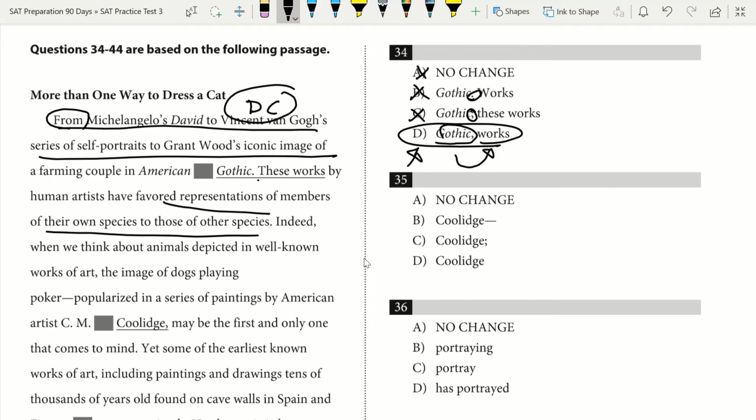Right? Also it's modifying "works," so we want to have that next to what it's modifying, and we don't need these here because it's modifying "works." We use that comma and then allow it to modify it.